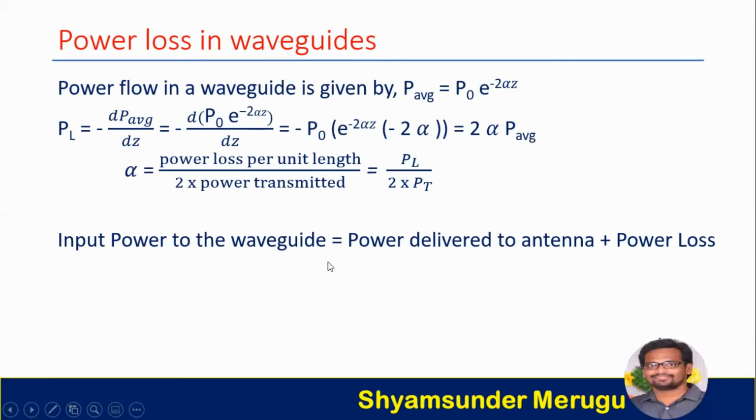The input power to the waveguide is the summation of the power delivered to the antenna as well as the power loss. So here the input power to the waveguide we indicate with P naught, power delivered to the antenna as PA, and power loss as PL. So from this we can also write P naught minus PA equals PL, and we are interested in finding out what could be the power loss in waveguides. Let us keep this as equation 1. So from equation 1, we know P naught minus PA equals PL.